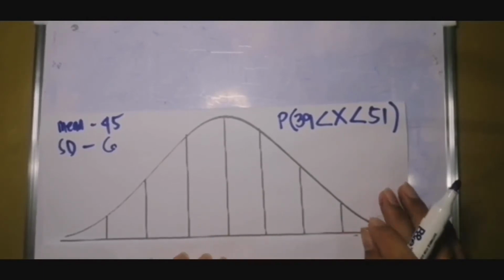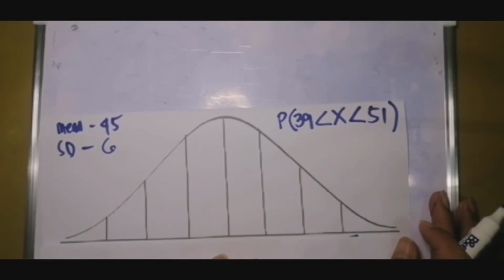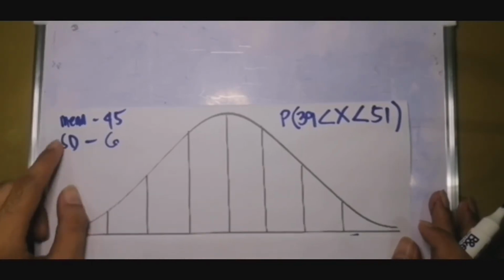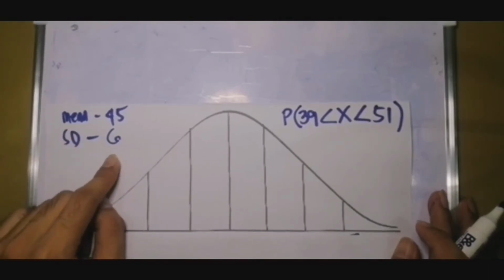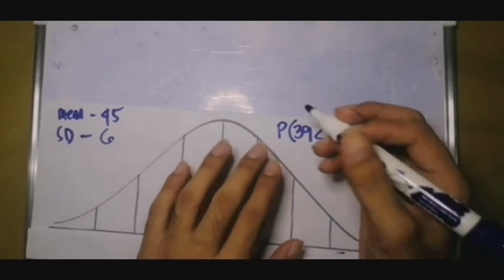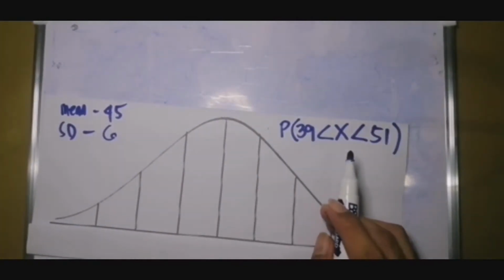Now, number 2. Also on page 7, number 2, it says: a continuous random variable x is normally distributed with a mean of 45 and standard deviation of 6. Then illustrate a normal curve and find the probability of the following. So first, illustrate a normal curve.